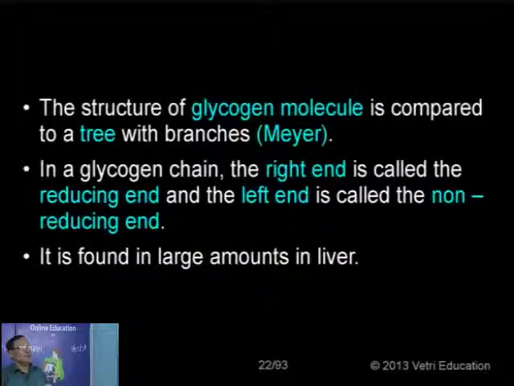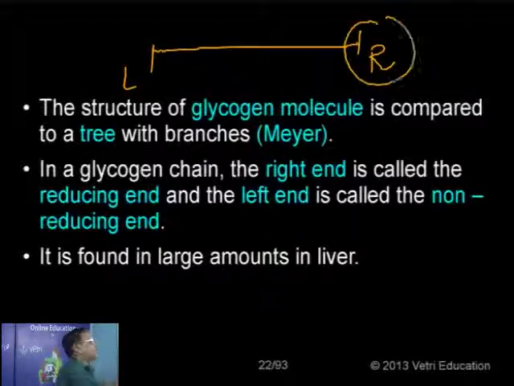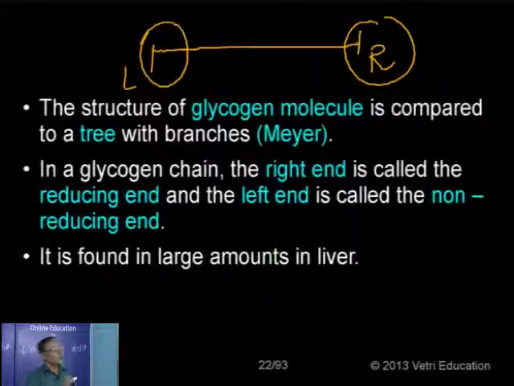And in each chain, we have the left end and the right end. So this is the left end and that is the right end of the chain. Normally the right end is called the reducing end, and the left end is called the non-reducing end. In each branch, we have the two termini, the right end and the left end. The right end is acting as what is called a reducing end. The left end is acting as what is called a non-reducing end. Just simply you have to know that.